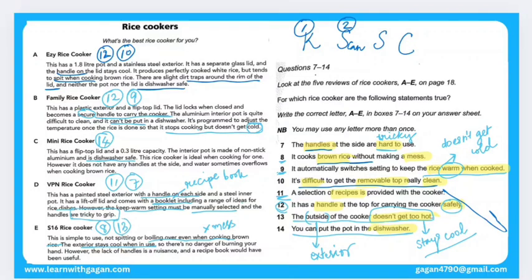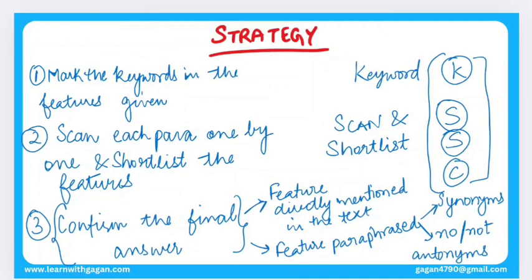Number 13. Now, once we are done with shortlisting, now we will confirm the answer. Now, what was the strategy to confirm the answer?